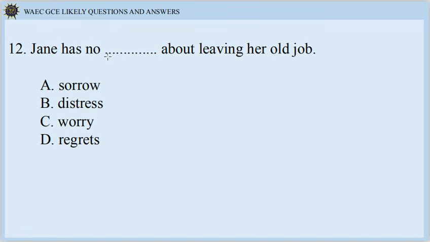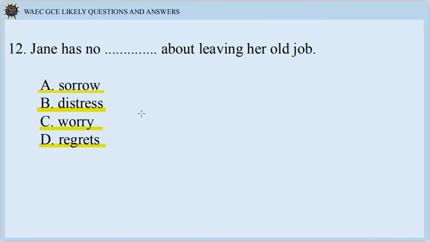Jane has no dash about leaving a whole job. A. Sorrow. B. Distress. C. Worry. D. Regret. Sorrow in option A means deep sadness, especially the one caused by loss. Option B, distress, refers to extreme anxiety or suffering. Option C, worry, means a feeling of anxiety about something. Whereas option D, regret, means feeling disappointed or sad about something that has happened or a decision that has been taken that we cannot reverse.